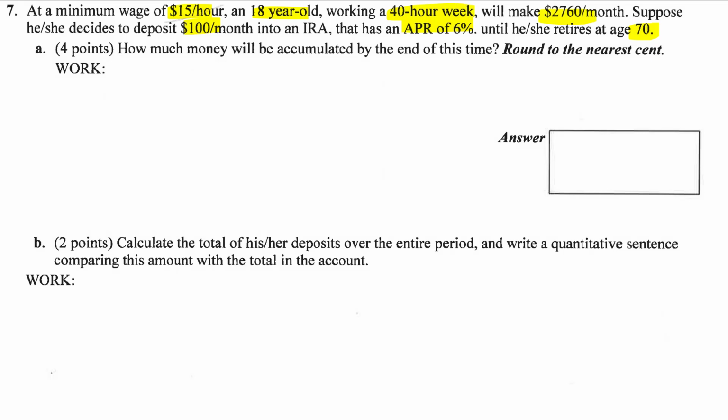Like the $15 an hour, that doesn't matter. And the 40-hour week doesn't matter. The monthly income doesn't even matter because it's not relevant to what we're solving. The only things that are going to matter are the $100 a month, the 6%, the 70, and the 18. So, how much money will be accumulated by this time?